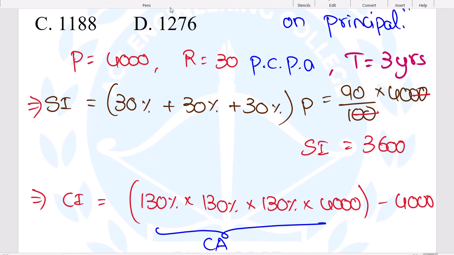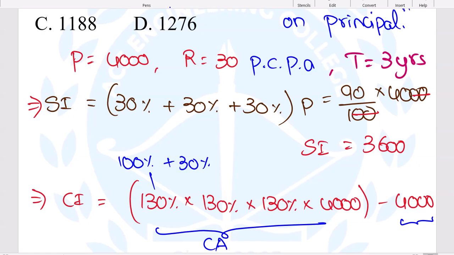See, 130%. In 130%, what is this? 100% plus 30%. 100% is principal, 30% is interest. The first term also has principal plus interest. I am removing the principal because I want to calculate only compound interest. You can question me why minus 4,000 at the end. My dear friend, I am writing 130%, in which 100% is principal and 30% is interest. Principal is also there. I want to remove the principal at the end because I want only the compound interest.